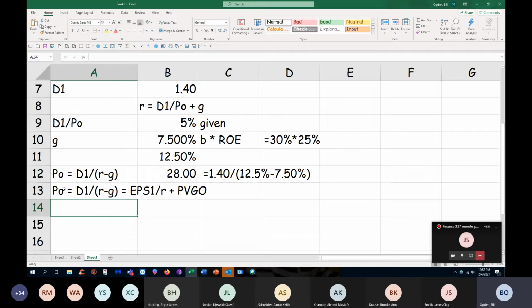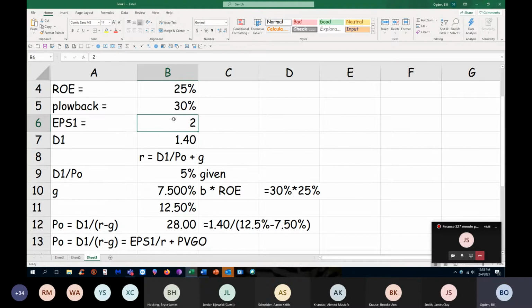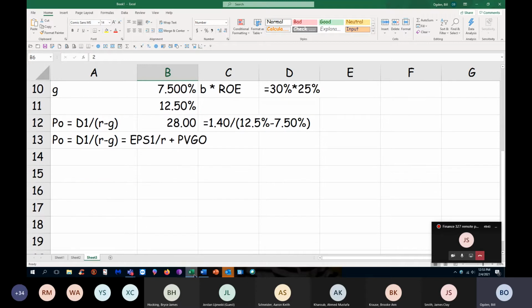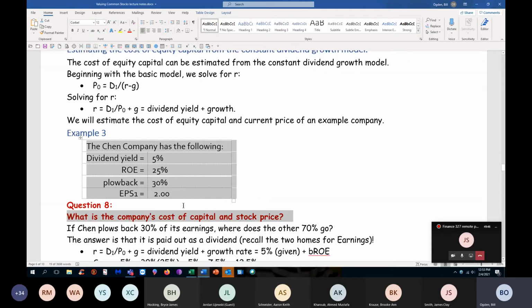So we are going to work with this equation and a table to try to find this PVGO. You can see this will not be a difficult calculation. We know P0 to be 28. We know EPS1 is $2. And we know R is 12.5%. It wouldn't be difficult to do, but we're going to try to show the process of how this works. If we go back to the Word document for just a moment.